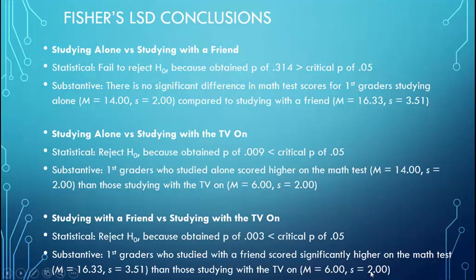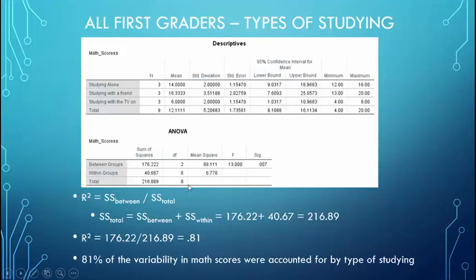So what this is telling us is studying alone versus the TV, studying alone is better. Studying with a friend versus studying with the TV, studying with a friend is better. And studying alone versus studying with a friend doesn't matter. You're going to do just fine either way. So what's the big problem here in terms of studying? Studying with the TV on. That seems to be the one that impacts scores in a negative way.